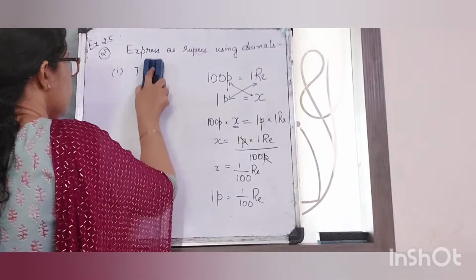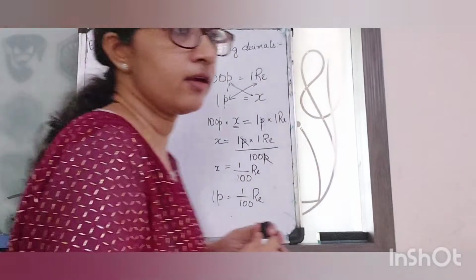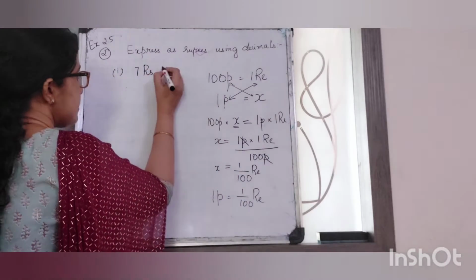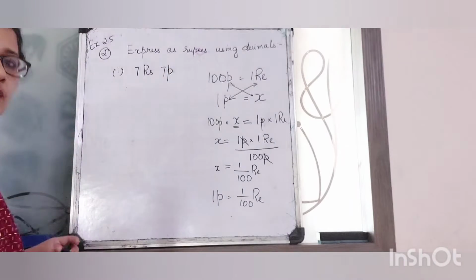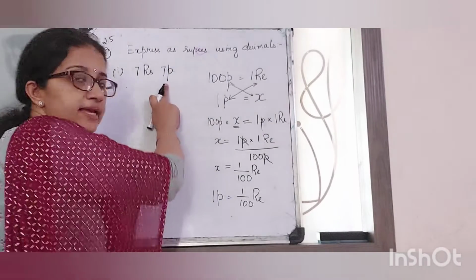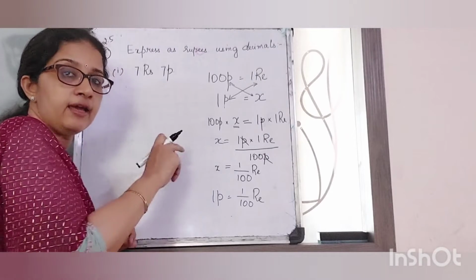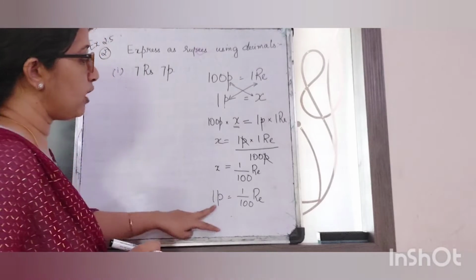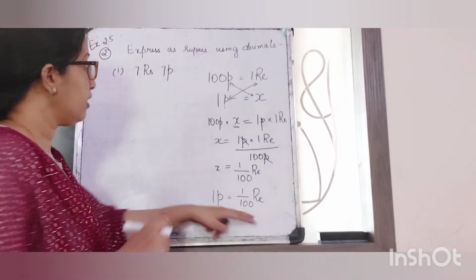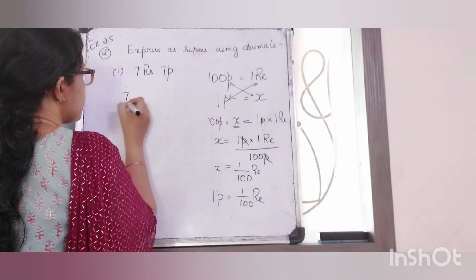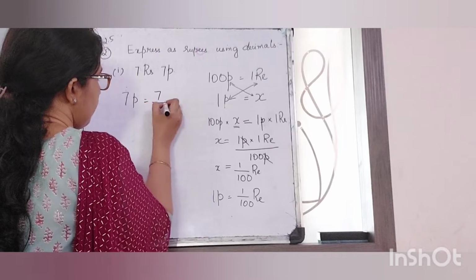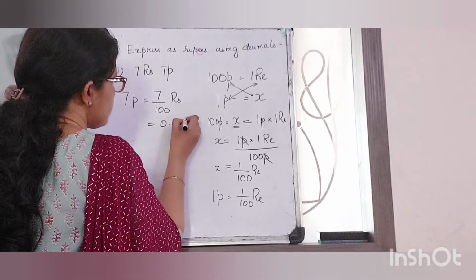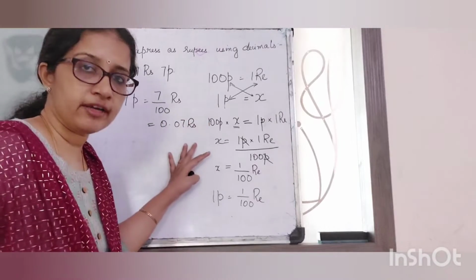Now the next problem is 7 rupees and 7 paise. We have to convert it into rupees and write it in the form of a decimal. We have already found that 1 paise is equal to 1 by 100 rupee. So we have already found what 7 paise is: 7 paise is equal to 7 by 100 rupees, which is equal to 0.07 rupees. Correct, we already got this answer.